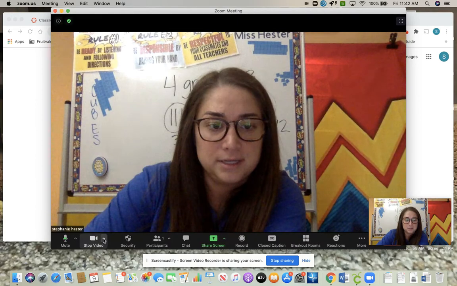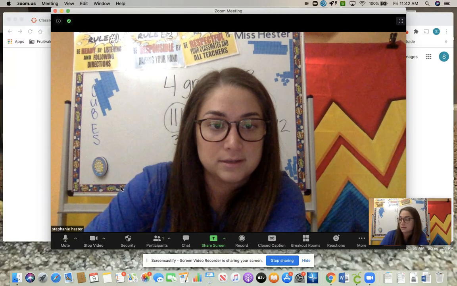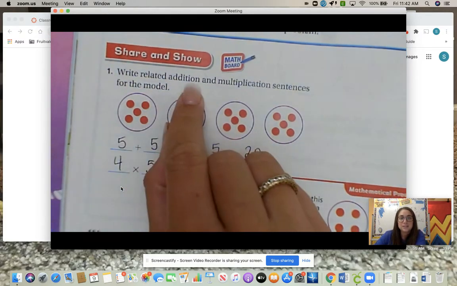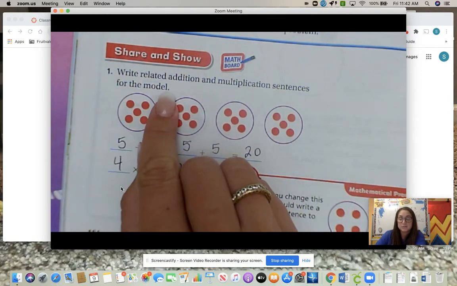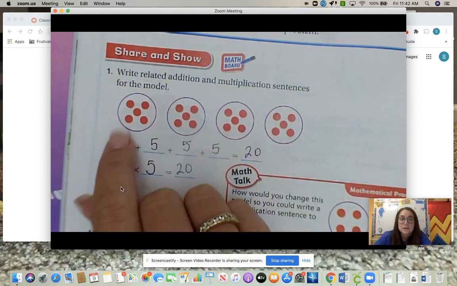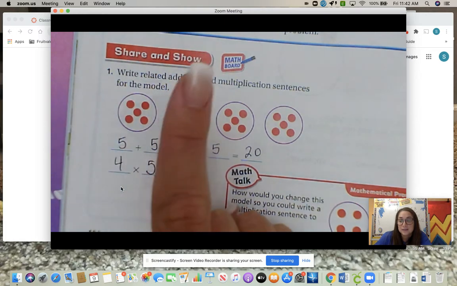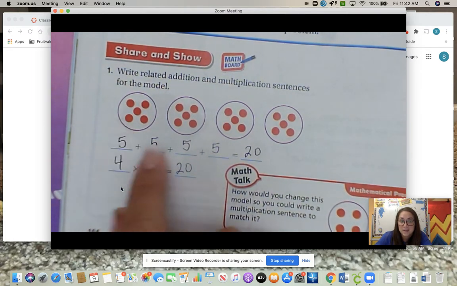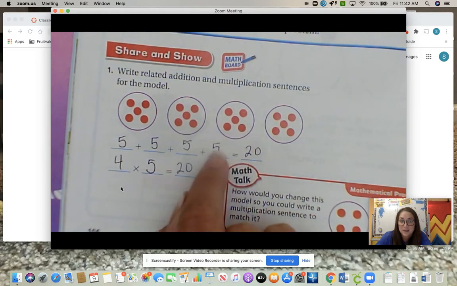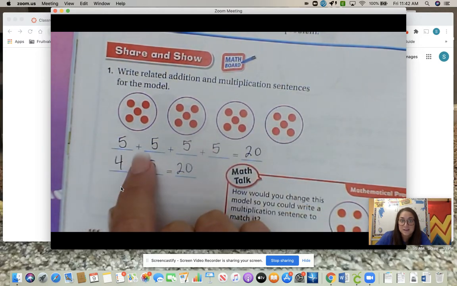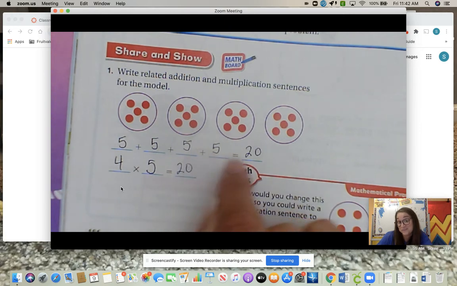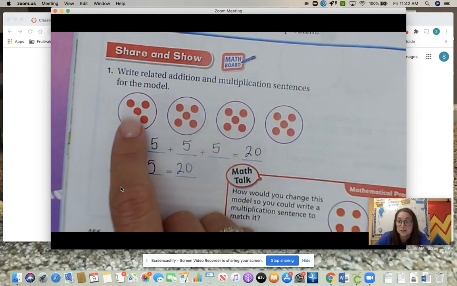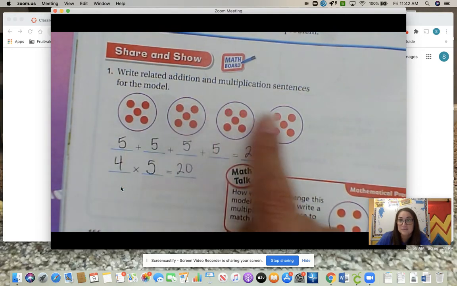All right, so it says write related addition and multiplication sentences for the model. So you want to first see how many is in one group. We have 1, 2, 3, 4, 5. So we have 5, 5, 5, and 5. So 5 plus 5 plus 5 plus 5 is 20. If you skip count by 5s, you will see that's how many dots we have. 5, 10, 15, 20.